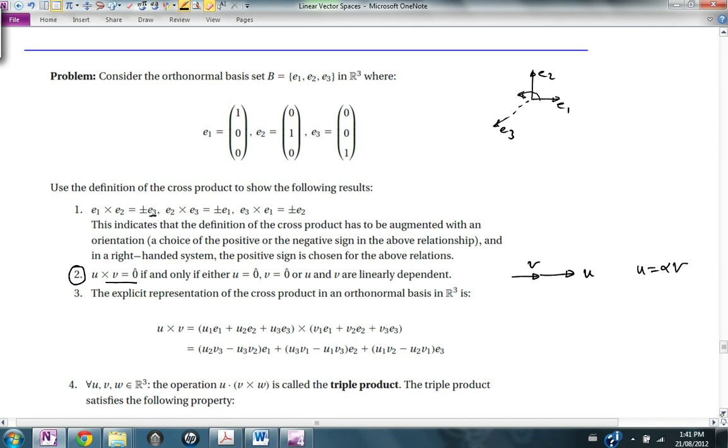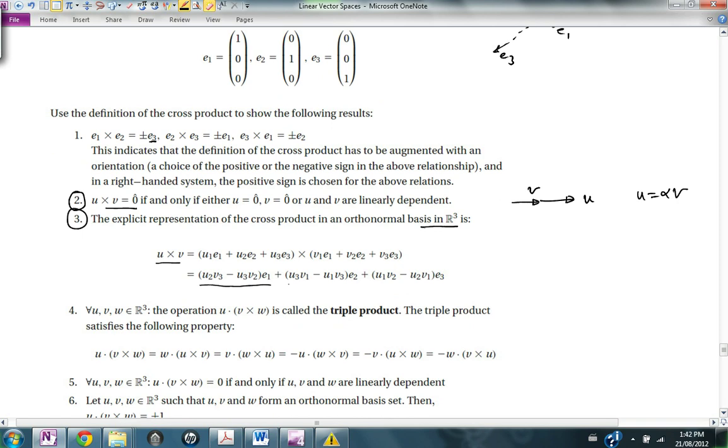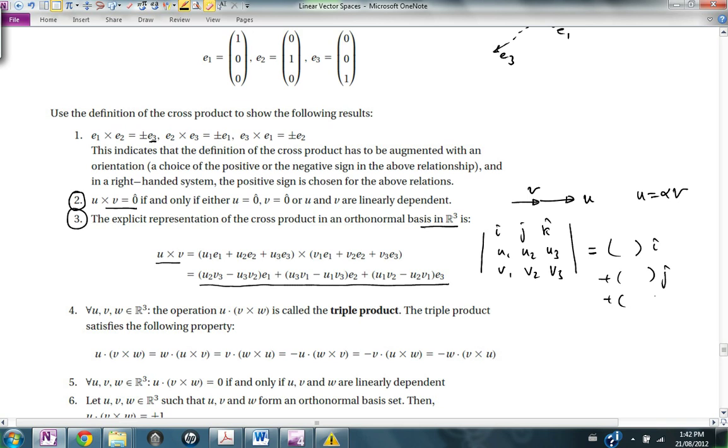One of the other results is the explicit representation of the cross product in an orthonormal basis set in R3, according to the expression that you know from when you studied the cross product in earlier years. U cross V is equal to (U2 V3 minus U3 V2) in the direction of E1, plus (U3 V1 minus U1 V3) in the direction of E2, and so on. You're probably used to representing it this way, with i, j, k, then U1, U2, U3, and V1, V2, V3. This gives you something in the direction of i, plus another in the direction of j, plus another in the direction of k, which is basically this expression.